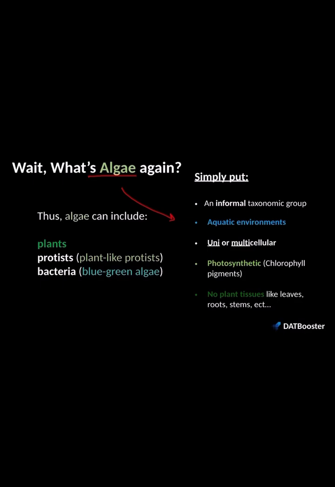Number one, it's an informal taxonomic group. It contains many different types of organisms from different kingdoms. But all of these organisms are going to be found in aquatic environments, and they can be uni or multicellular. So you can have eukaryotic organisms here as well as prokaryotic like bacteria. The hallmark feature here though is that it's going to undergo photosynthesis. So whatever type of algae you're looking at, it's going to be photosynthetic, but they're not going to have a vascular system. So no plant tissues like leaves, roots, and stems. So that's why a thallophyte you can think of as algae, because there's no body differentiation, there's no plant tissues.